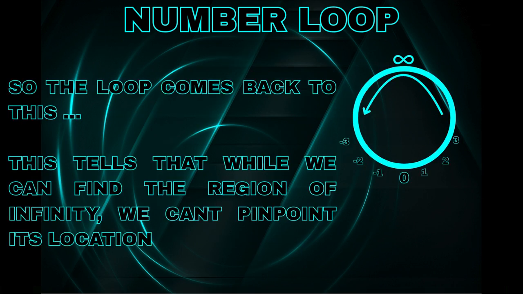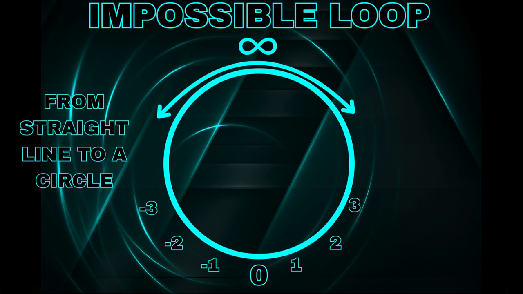On simplifying using the newfound info, we realize that we get the exact same loop. This tells us that while we can find the region of infinity, we cannot pinpoint its exact location. So you can see that we have converted a straight line into a circle. I call this the impossible loop. Why impossible? It's due to the quote-unquote plot hole I'm about to show you.